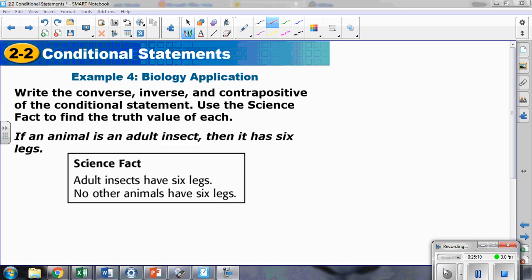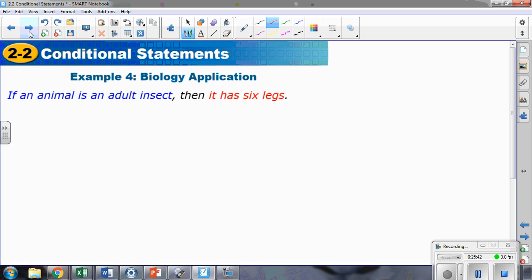In order to do that, we're going to start with just this basic piece, just so that we know what statements are true and false. Adult insects have 6 legs unless Hunter has gotten crazy and like ripped a leg off or something. No other animals have 6 legs. So basic facts from biology that we're going to use. Here is our conditional. If an animal is an adult insect, then it has 6 legs. We can already identify this is our hypothesis. That is our conclusion.